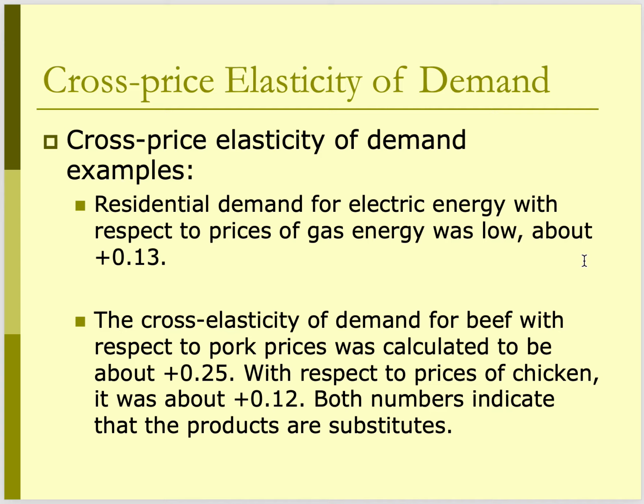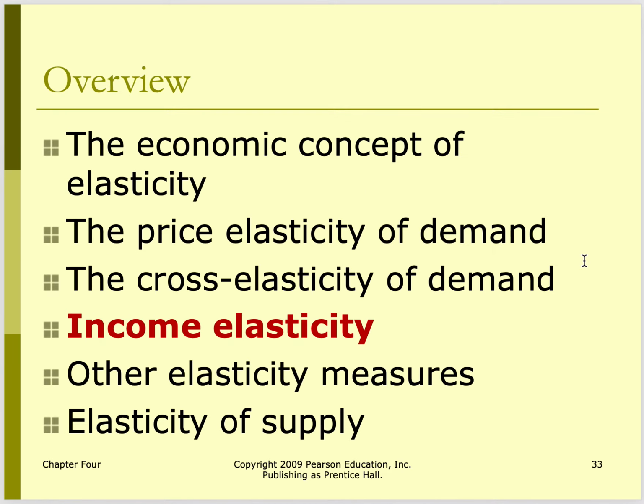The cross elasticity of demand for beef with respect to pork prices was calculated to be 0.25. With respect to the prices of chicken, it was about 0.12. Both numbers indicate that the products are substitutes, but they're not good substitutes or strong substitutes. People will still buy beef or pork.